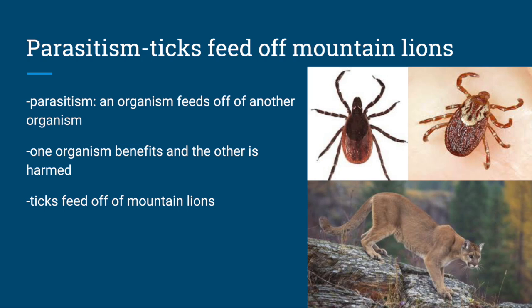Parasitism. In parasitism, an organism feeds off of another organism. In this relationship, one organism benefits and the other one is harmed. In this biome, ticks feed off of the mountain lion.